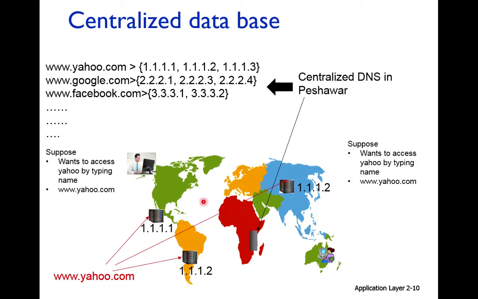In each Yahoo server, they have the same data. There are 3 machines. One IP address is 1.1.1, second is 1.1.2, third is 1.1.3. They all have the same services, the same content of yahoo.com. But why is it used?